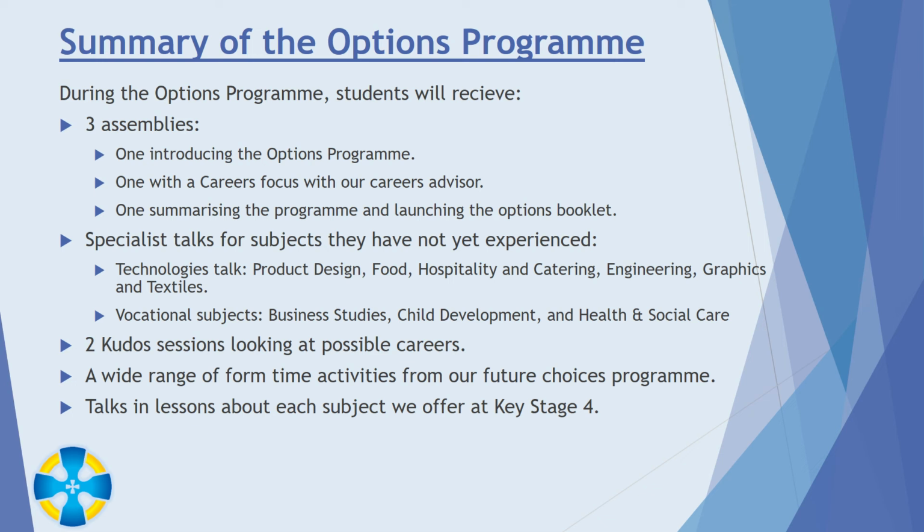They've had or will have specialist talks for all subjects they've not yet experienced. So although they all do study technology at Key Stage 3, in Year 9 they won't have done all of the disciplines. So they have a subject talk about product design, food, hospitality and catering, engineering, graphics and textiles, and they also get a subject talk on business studies, child development and health and social care, for the main reason being these are subjects which they will not have studied at all during Key Stage 3.